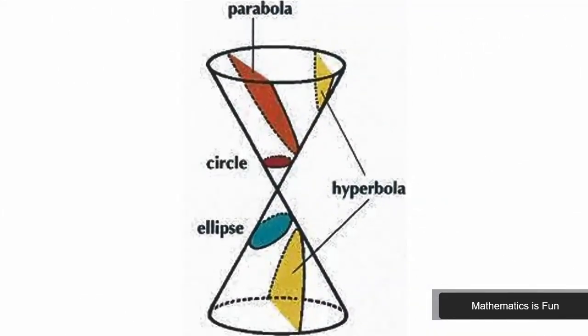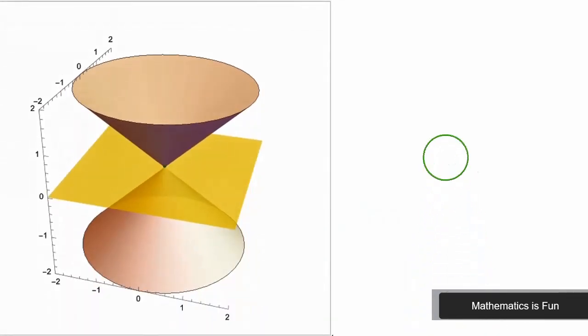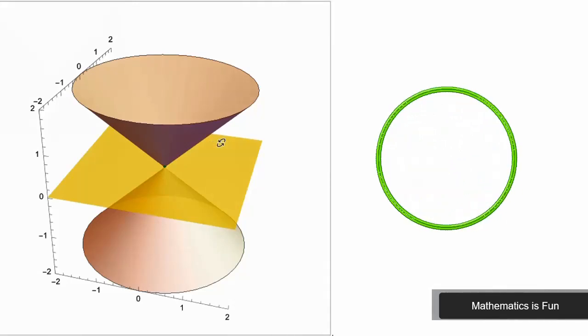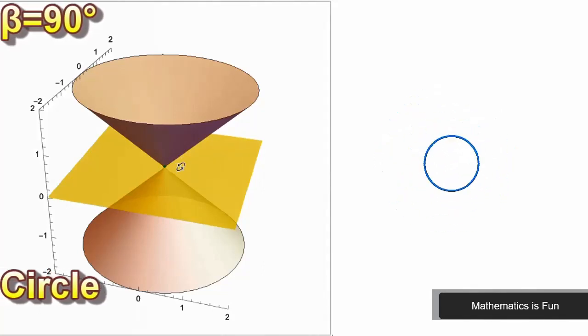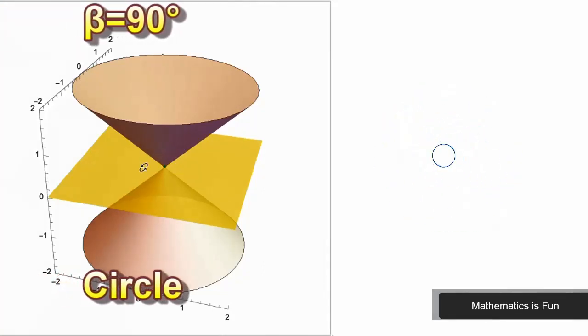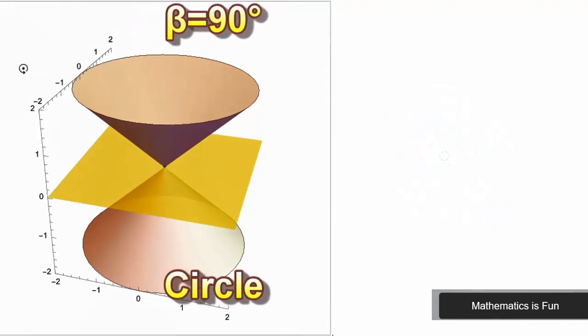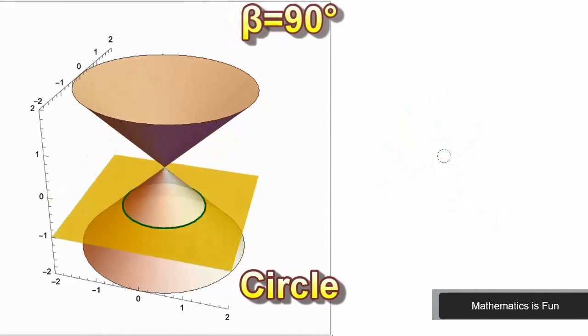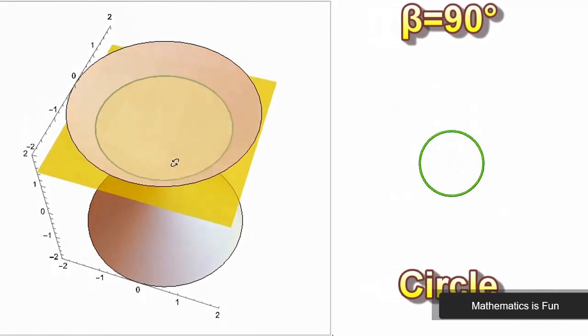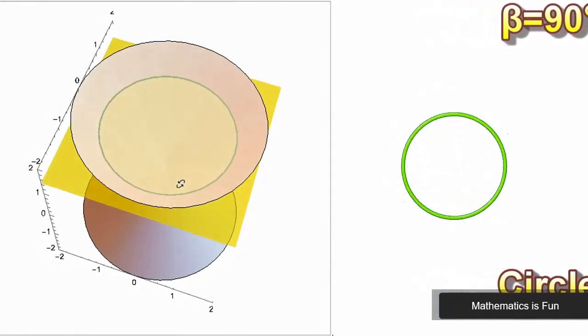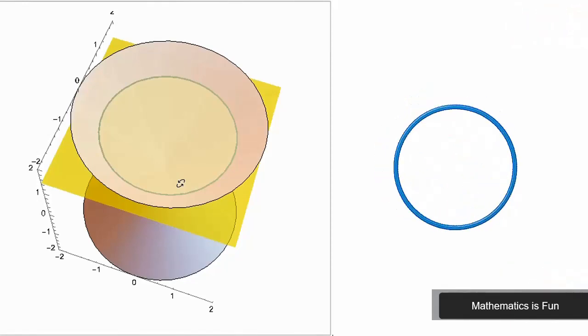Now I will demonstrate how we may create different cross sections from the intersection of the plane and the cone. If the angle between the plane and the vertical axis, that is beta, is 90 degrees, then we get a circle. Right now, the plane is at the vertex of the cone, and here the intersection between the plane and the cone is a point, that is the vertex. Now, if I move the plane downward or upward, you can see the intersection of the plane and the cone is a circle. So here the cross section we get is a circle.